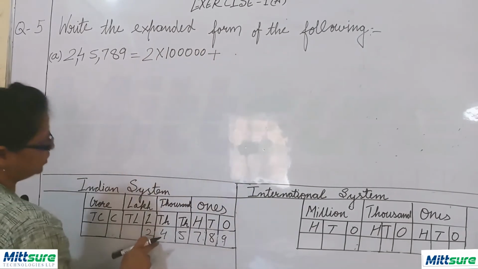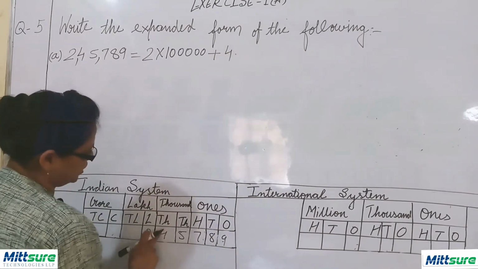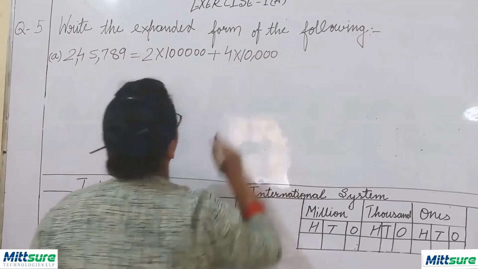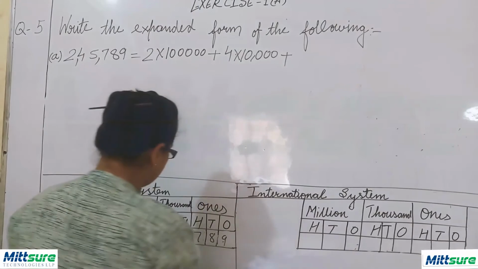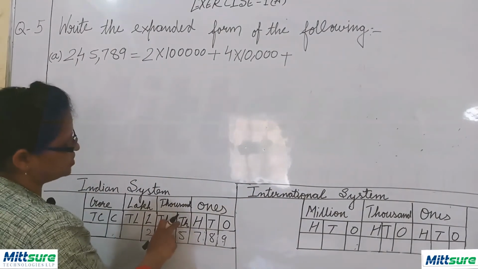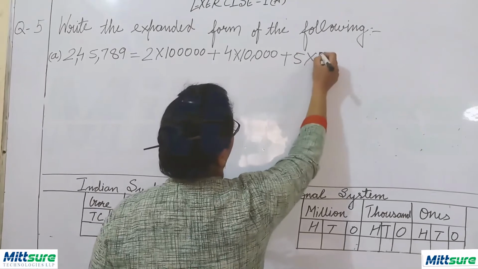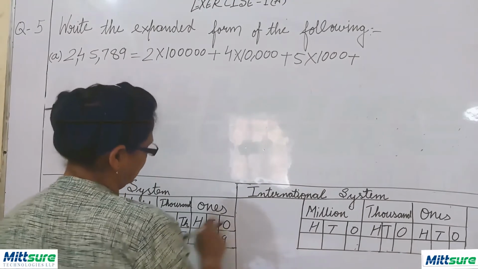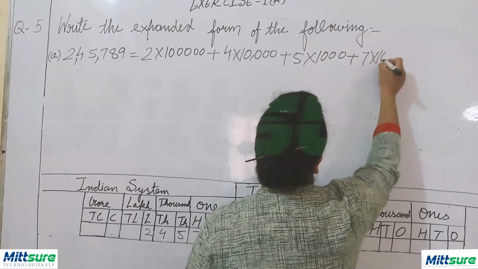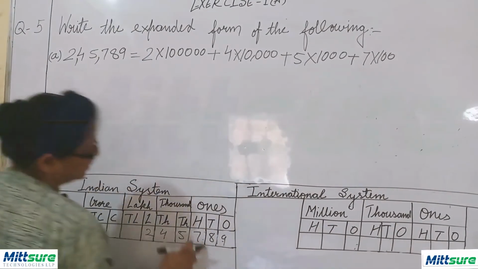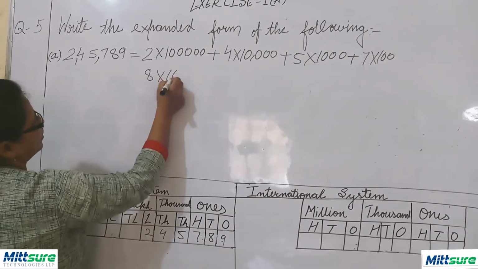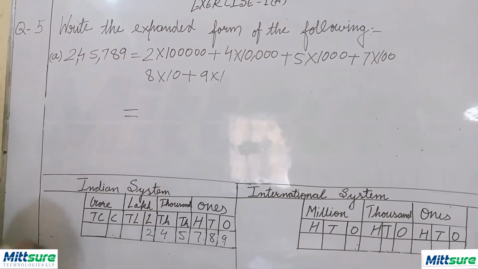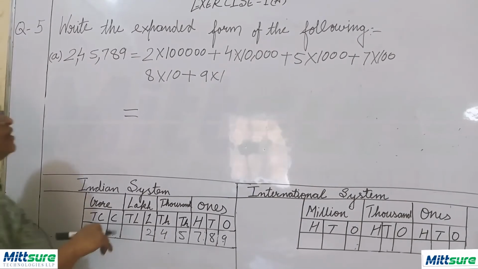Plus the next number is 4 and its place is 10,000. So this is multiplied by 10,000. Now plus next is 5. Its place value is 1000. So 5 is multiplied by 1000. Plus next is 7 and 100. So 7 is multiplied by 100. Next is 8 multiplied by 10 plus 9 multiplied by 1. And when we multiply all the numbers, we will get the expanded form.